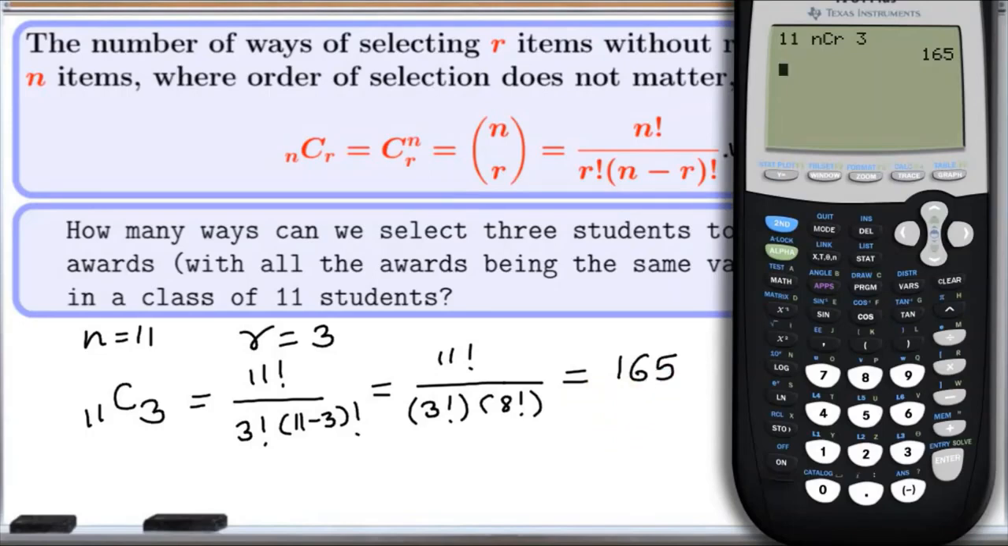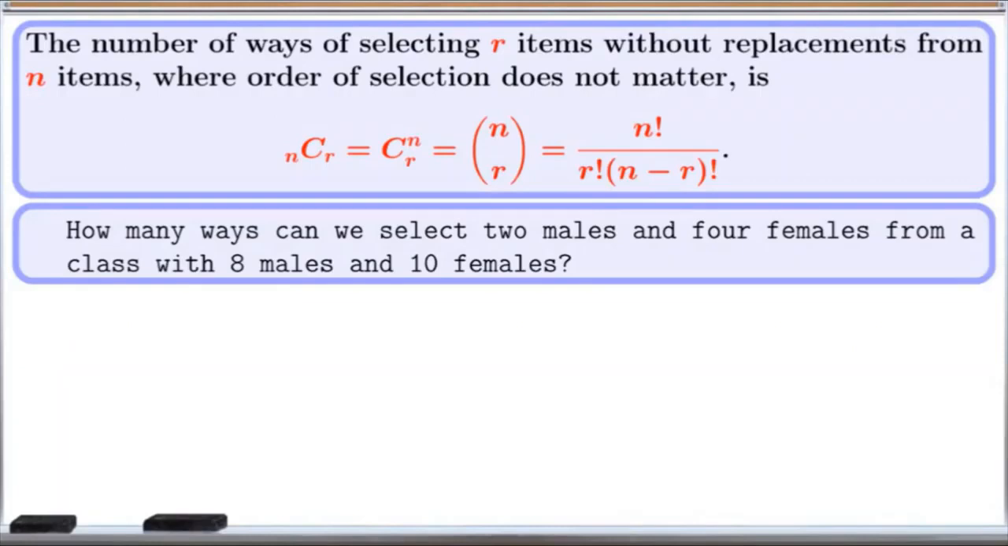So let's look at another example here. Here we need to find out how many ways we can select 2 males and 4 females from a class with 8 males and 10 females. Here we are selecting 2 males out of 8. For that we have 8C2. And next we have to select 4 females out of 10. So for that we have 10C4. So this is what we need to evaluate.